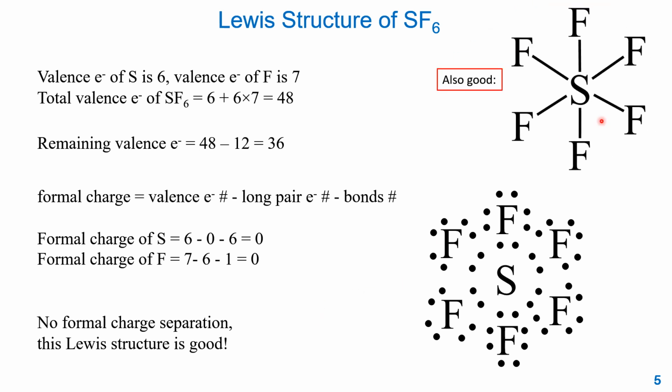Again, you can draw it this way, with just a single bond between the central atom and the surrounding atoms. You don't have to draw the lone pairs of fluorine. Usually people do it this way, and this is good.